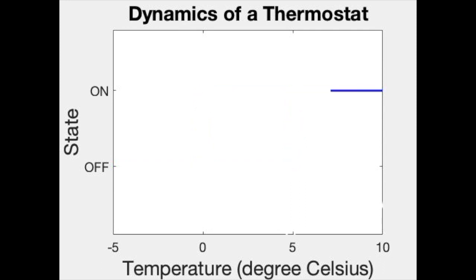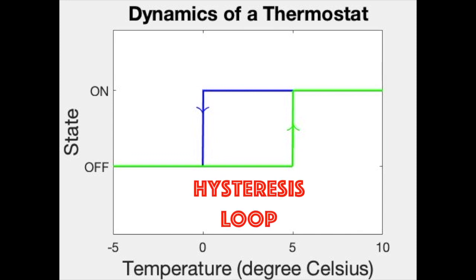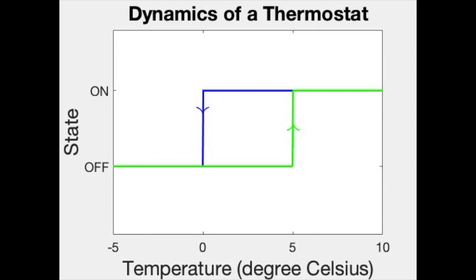Notice the path from the state of being on to the state of being off is different from the path from off to on. Consequently, we say the dynamics of the thermostat is path dependent. This creates a loop known as a hysteresis loop, and we say the performance of a thermostat exhibits hysteresis.